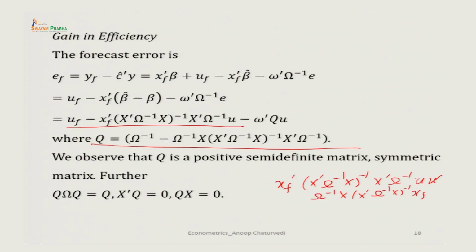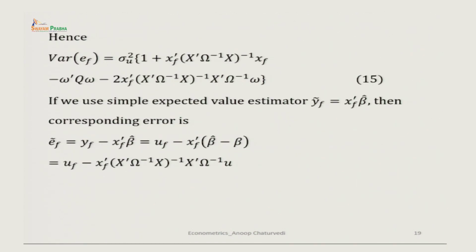Then you have a square of this term, omega transpose capital omega inverse Q u. And expectation of u u transpose is again sigma square u omega. So, finally, you get omega transpose capital Q omega. And then you have this cross product term also, minus 2 times xF transpose X transpose omega inverse X inverse X transpose omega inverse small omega.